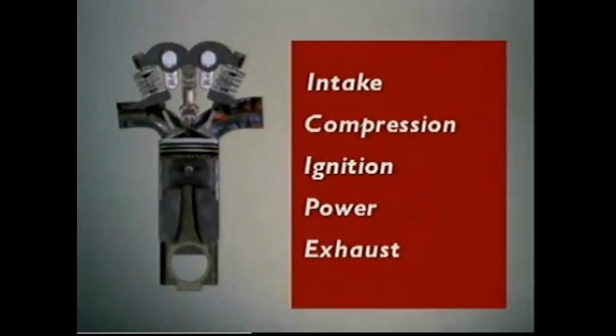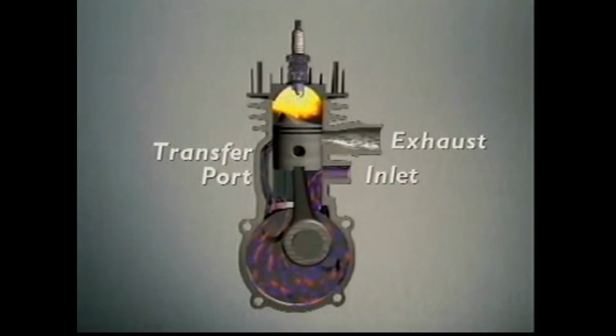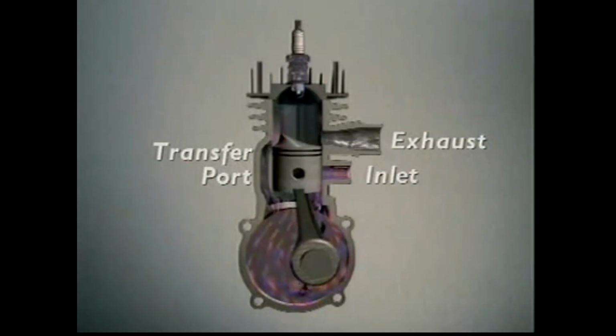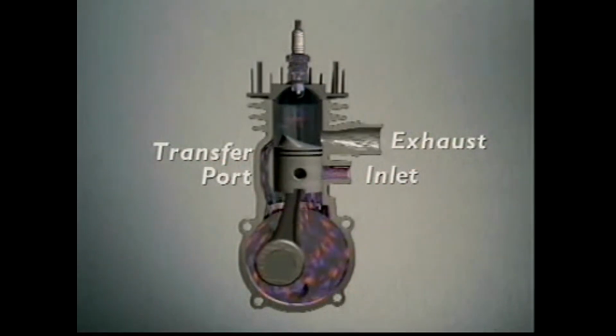Let's look at the cycle of the 2-stroke petrol engine. Calling an engine 2-stroke means its engine cycle has 2 strokes. As in a 4-stroke engine, a stroke is the distance from top dead center to bottom dead center.